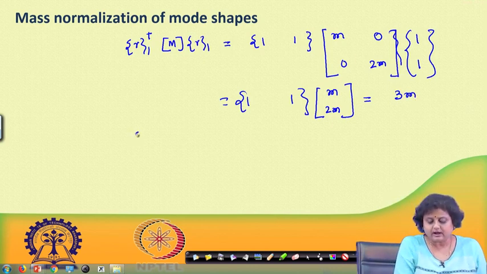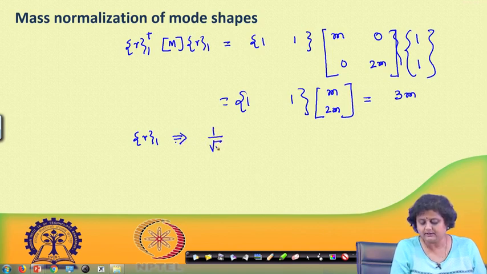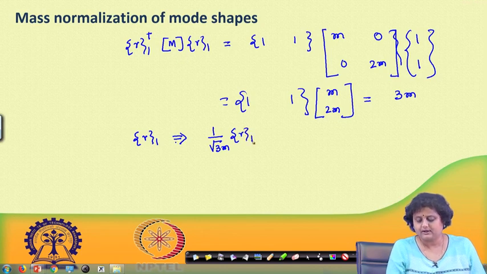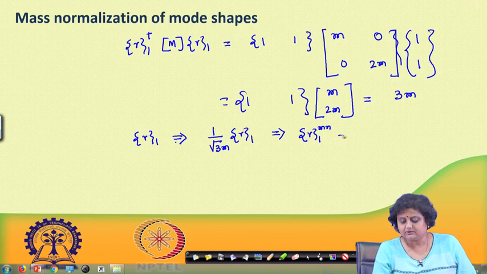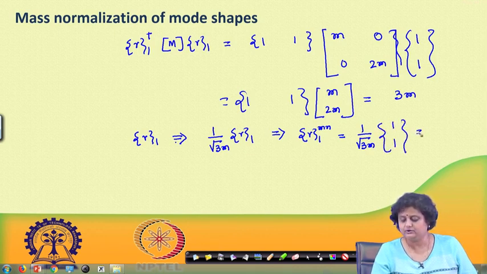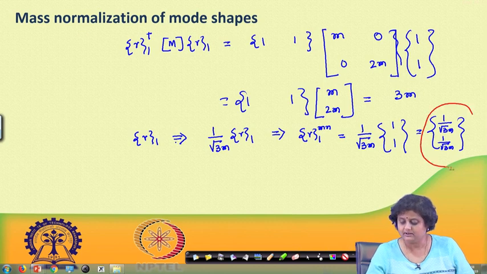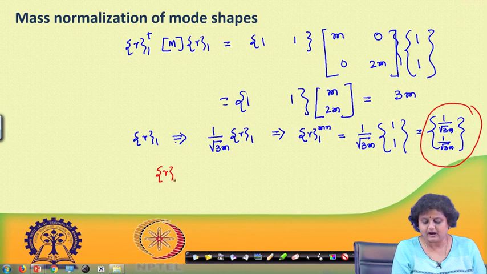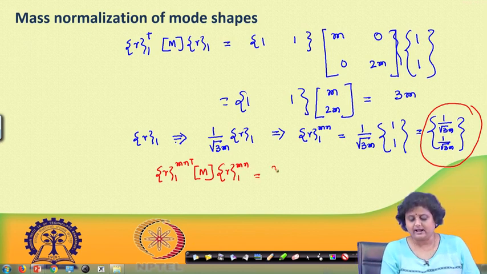Right. Now, suppose I multiply my R1 by 1 over root 3m, and this is going to give me the mass normalized first mode shape. So, my mass normalized first mode shape is therefore 1 by root 3m times 1 1, which is 1 by root 3m, 1 by root 3m. So, this is my mass normalized mode shape. Now, if I take the product of R1 mass normalized transpose into M into R1 mass normalized, let me see what is going to happen.